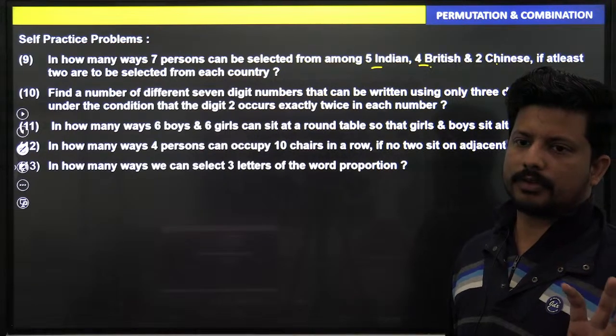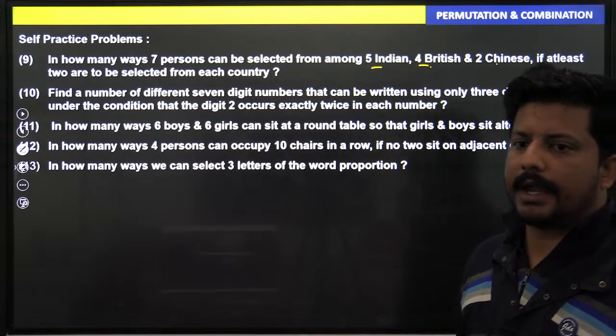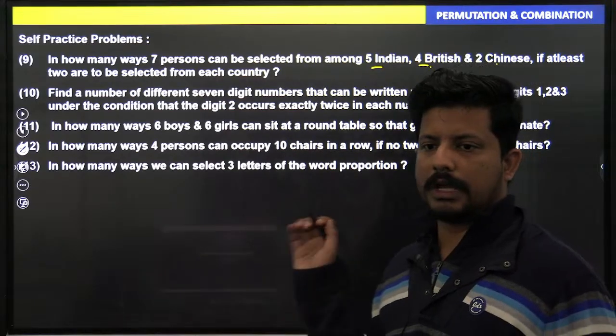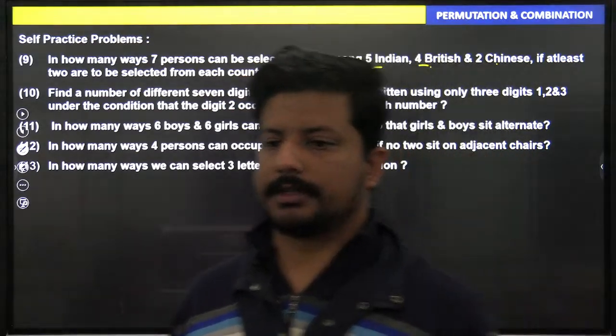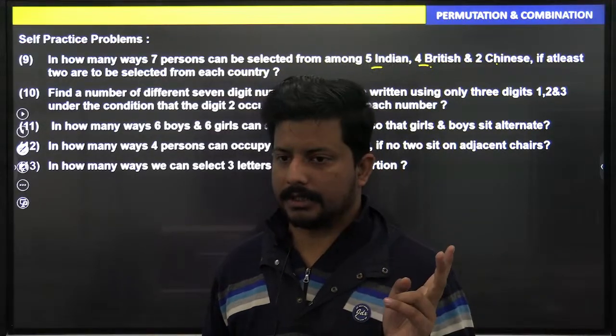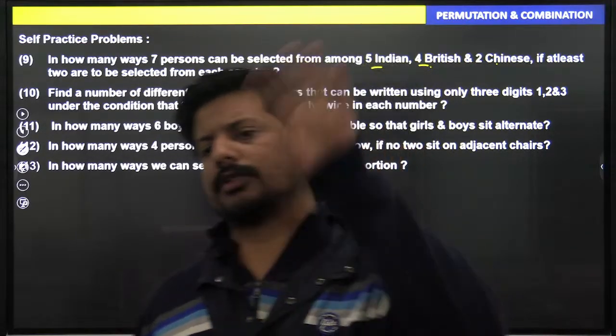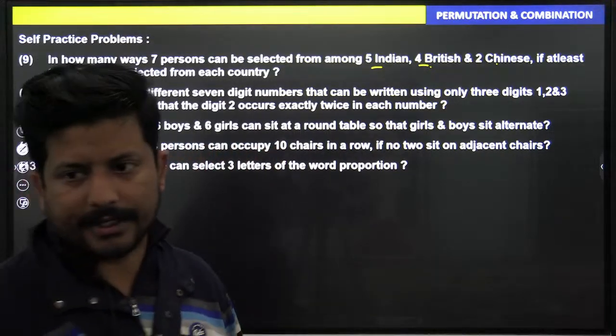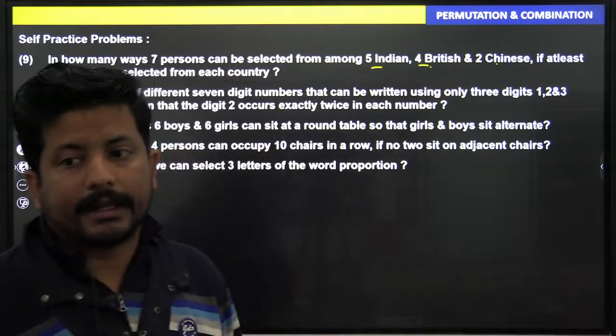Okay now, there is no chance of that. The other selections are 5C2, 4C2, 2C2. After that, how many members are left? 3 from Indian, 2 from British, 0 from Chinese. Add them, in which you need to select any one kind. Hope you are getting my points. Or you can go by another method also.